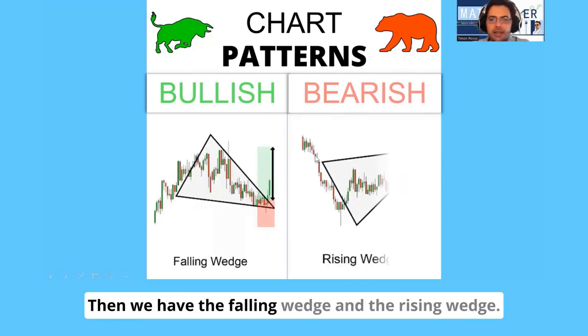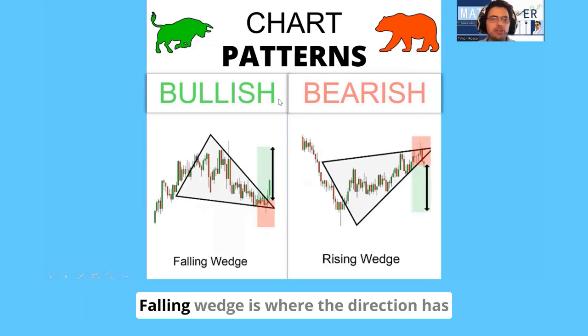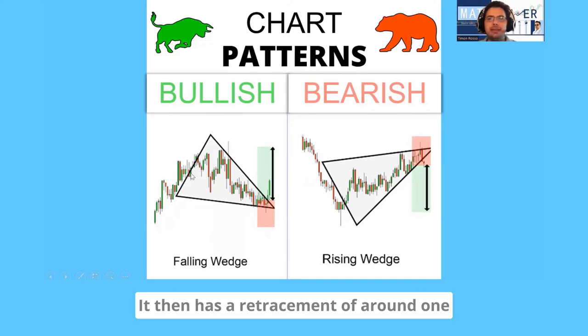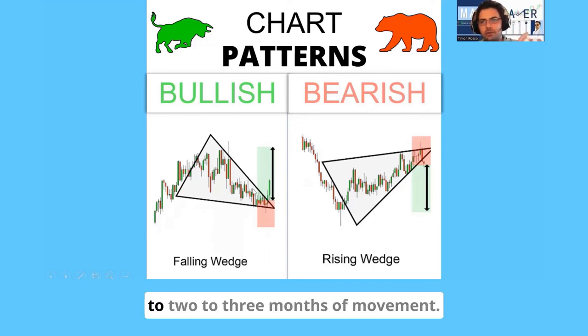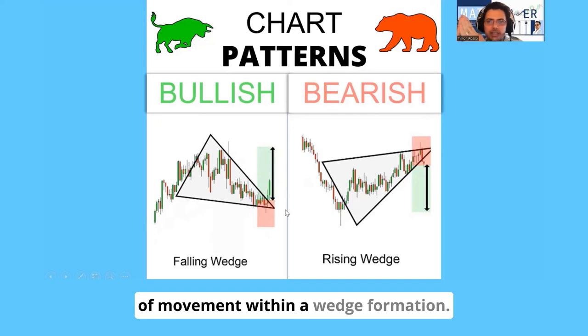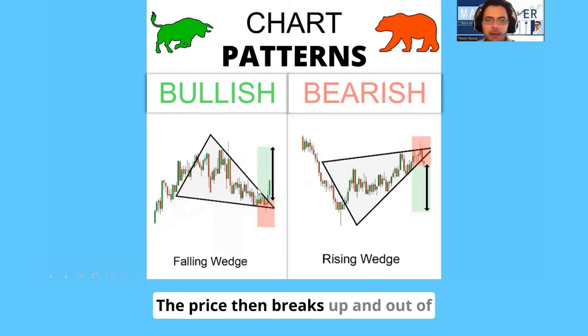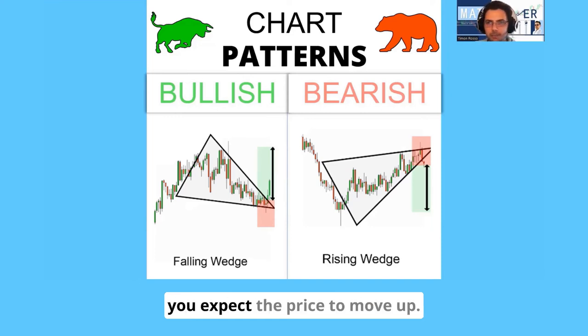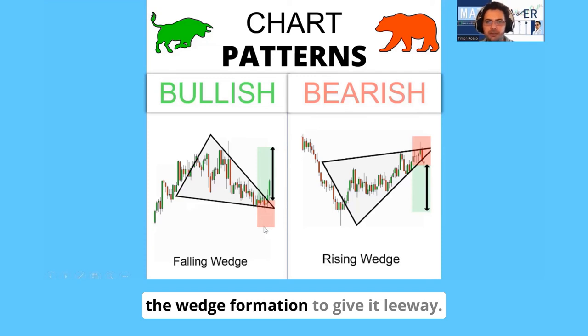Then we have the falling wedge and the rising wedge. Falling wedge is where the direction has been moving up in an uptrend. It then has a retracement of around 1 to 2 to 3 months of movement. Notice 1 to 2 to 3 months of movement within a wedge formation. The price then breaks up and out of the wedge formation, and you hold it because you expect the price to move up, and then you set your stop loss below the wedge formation to give it leeway.